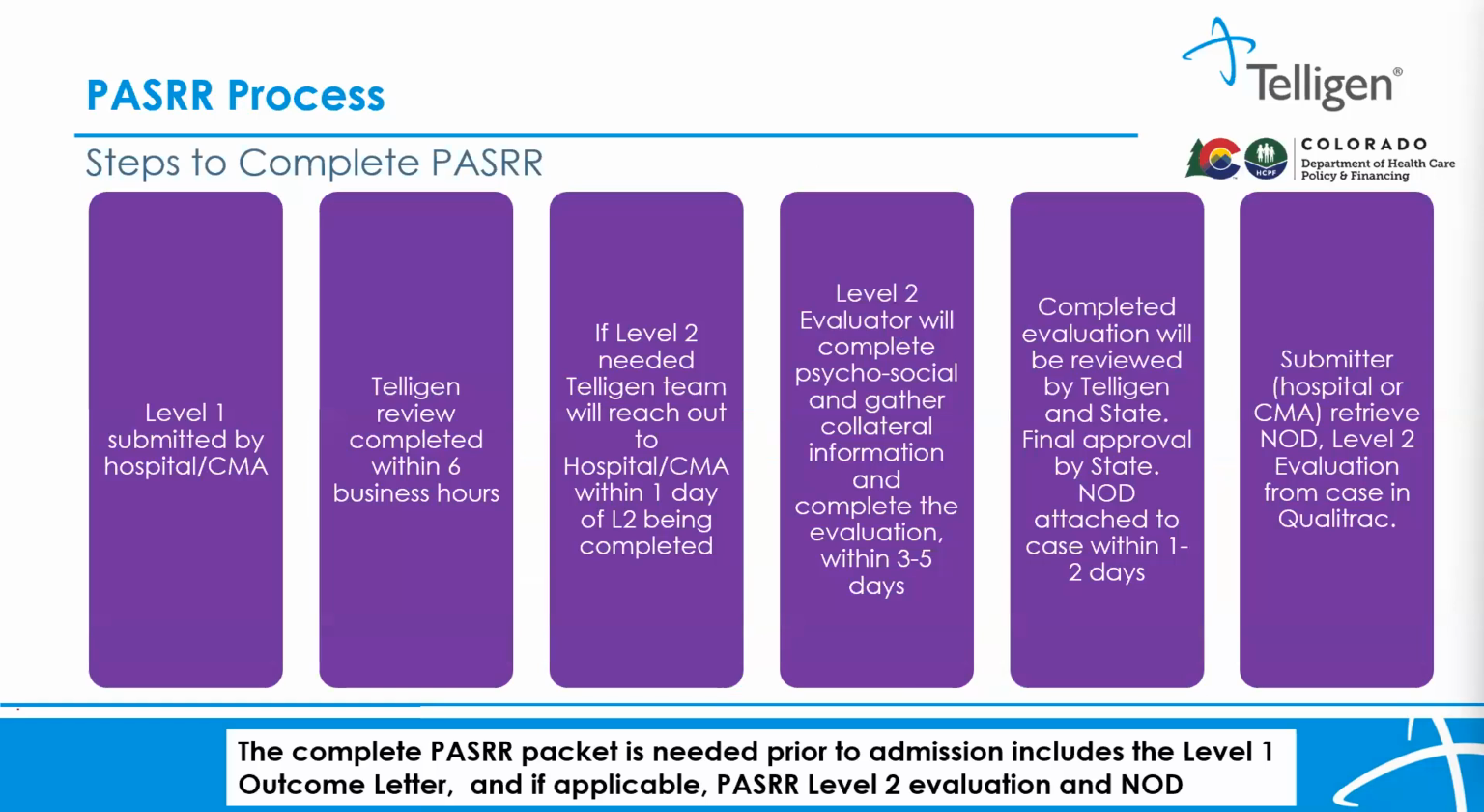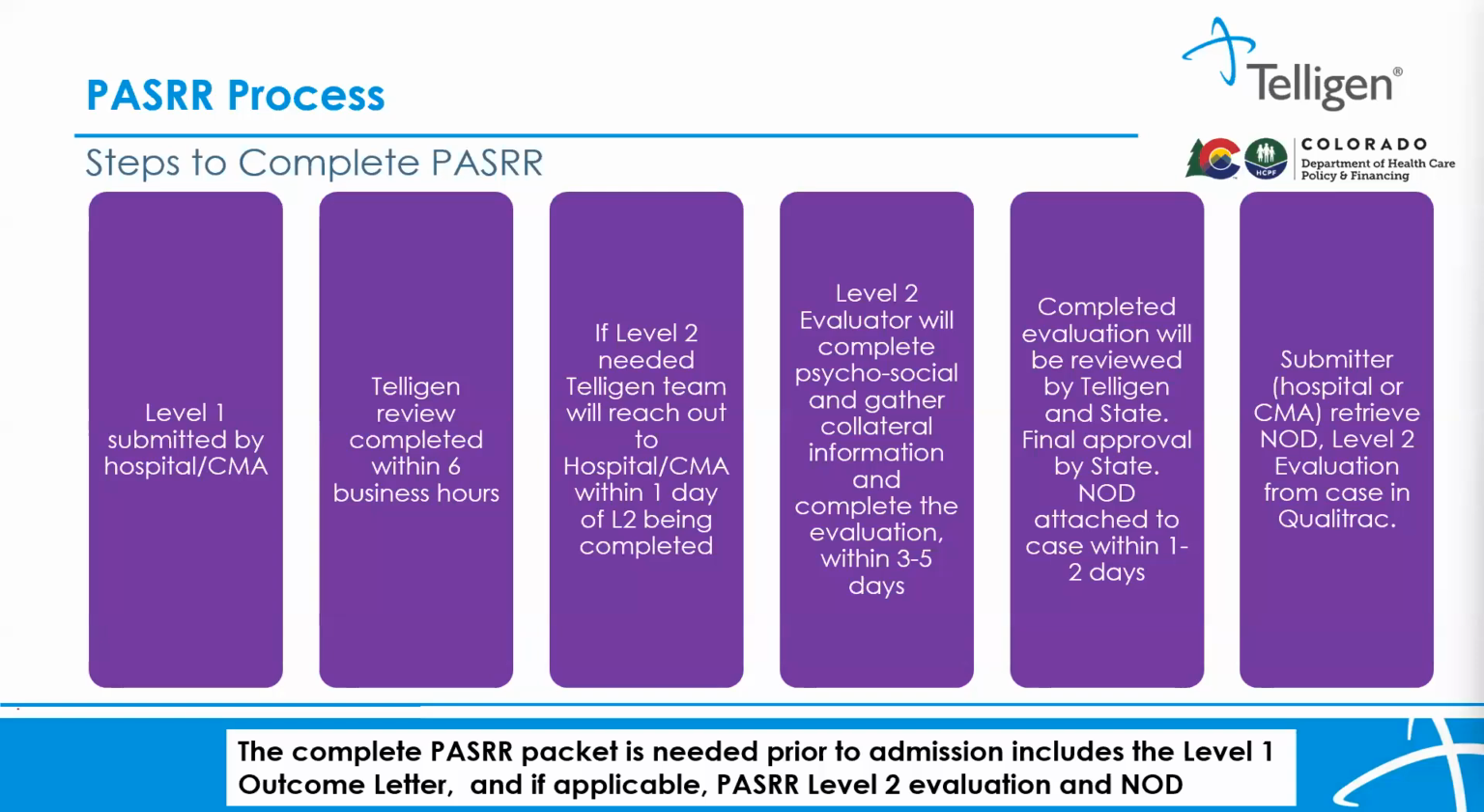So this slide is a walkthrough of the steps to complete the PASRR process. In box 1, we have the level 1 being submitted. In box 2, the level 1 will be completed within 6 business hours. Outcome letters will be attached to completed cases, and if more information is needed, an RFI or request for information will be issued. Box 3, if a level 2 evaluation is needed, Telligen will contact the submitter to gather more information and facilitate the level 2 evaluation.